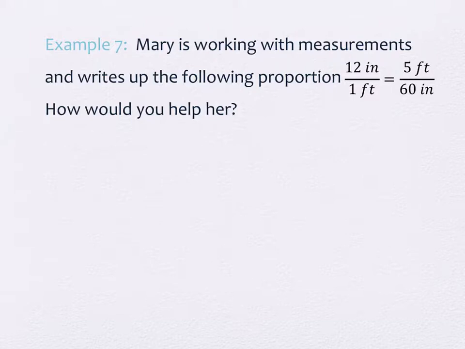All right, analyzing student work, it's a killer sometimes, I'll tell you what. So let's take a look at one where we're trying to figure out what's going on. Mary is working with measurements and writes up the following proportion. How would you help her? So her proportion says 12 inches over 1 feet equals 5 feet over 60 inches.